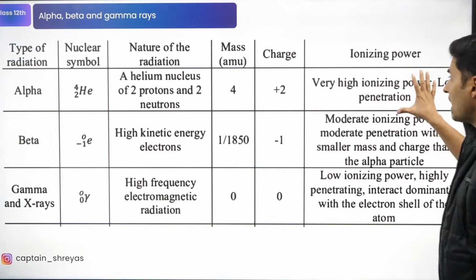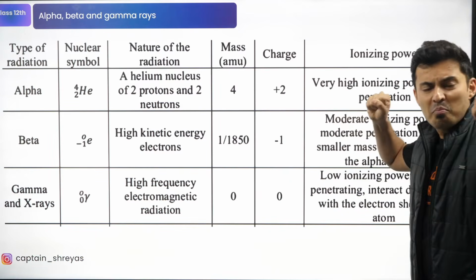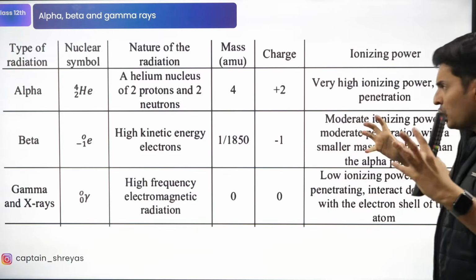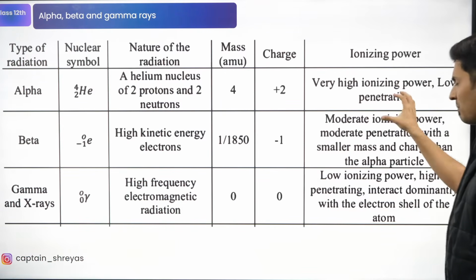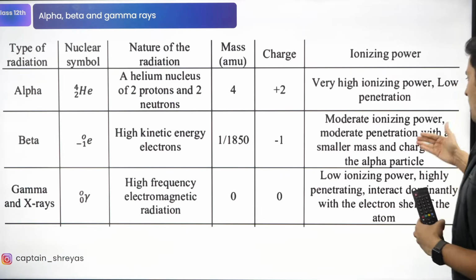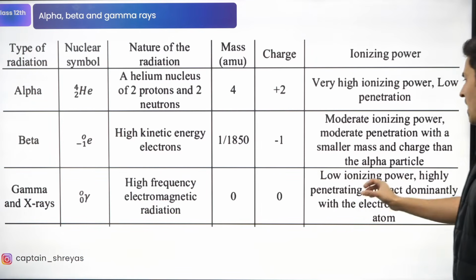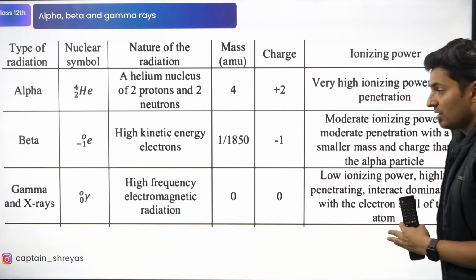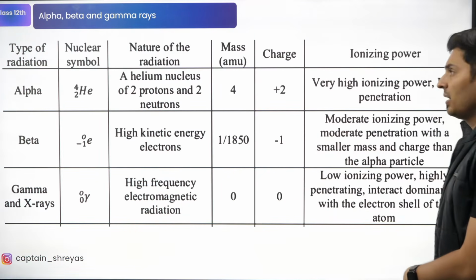Last thing which you should know is ionizing power. Alpha particles being bulky and heavy, they have high ionizing power but low penetration. Beta, moderate ionizing power, but they can penetrate a little bit better. Gamma has the least ionizing power, but they are going to pass through many layers of metals or sheets.